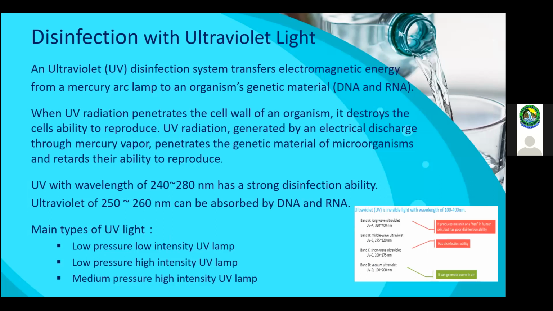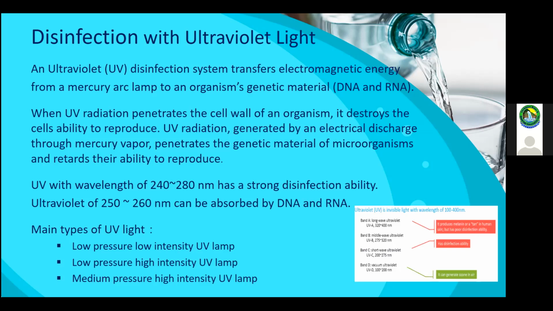And moving now from chlorination, which was the physical means of disinfection, to now chemical disinfection. And here I'm going to discuss ultraviolet light. UV disinfection, which is your ultraviolet light disinfection system, transfers electromagnetic energy from a mercury arc lamp to an organism's genetic material, that is its DNA or RNA. So when your UV radiation penetrates the cell wall of an organism, it destroys the cell's ability to reproduce.